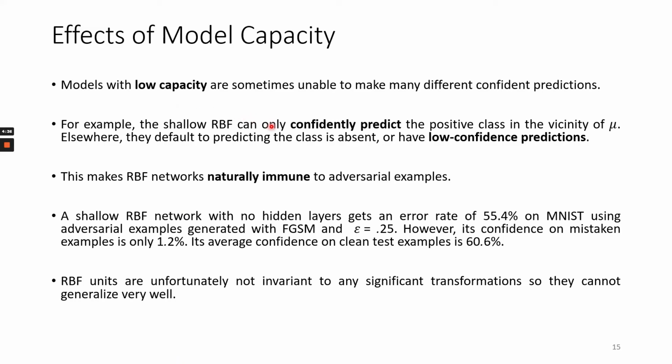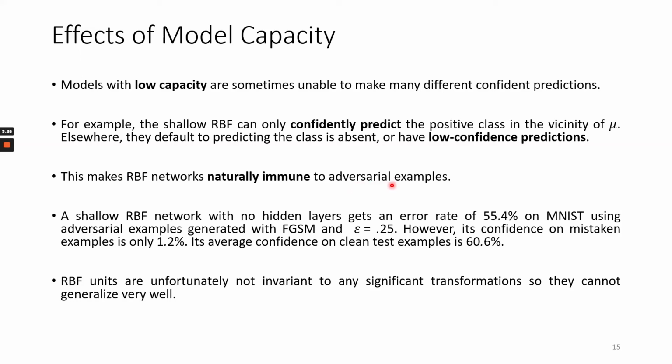We have said that it can only confidently predict the positive class in the vicinity of mu, since it's a nonlinear network. Elsewhere, which means outside the vicinity of mu, the default answer of prediction would be that the class is absent, or even if they did find the class, the confidence would be very low. So this makes RBF networks naturally immune to the effects of adversarial examples. So we could say that the RBF network was one way we could tackle the problem of adversarial examples.